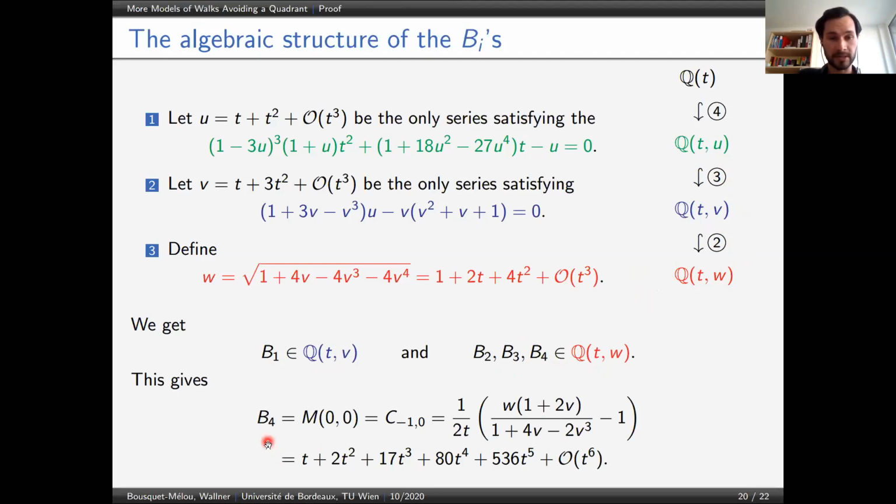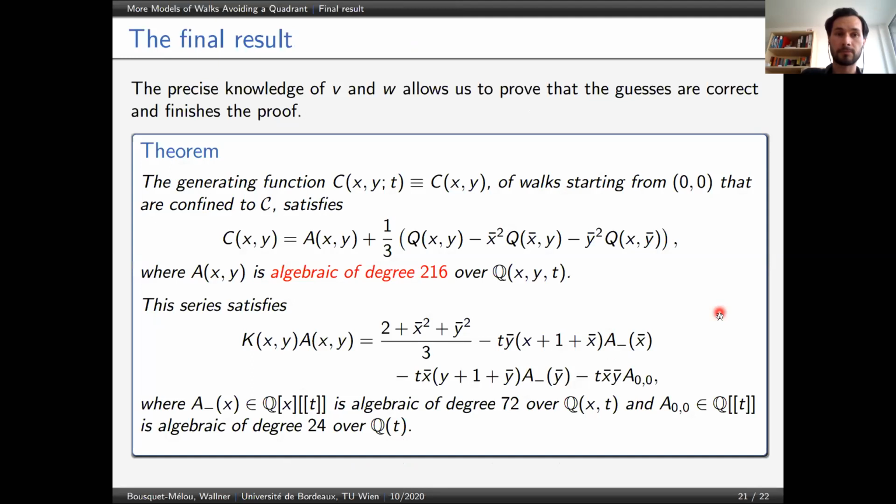So here what we get, for example, is that B4, which is nothing else than M00, and which is also nothing else than the walks in the 3-quadrant cone ending at (-2,0), satisfies this nice closed form. And with this result, we come back to our main result. The precise knowledge of V and W allows us to prove everything, and we get that the generating function of a king walk restricted to the 3-quadrant cone satisfies this nice decomposition into an algebraic and a D-finite function, where the algebraic generating function is actually algebraic of degree 216 and completely explicit.